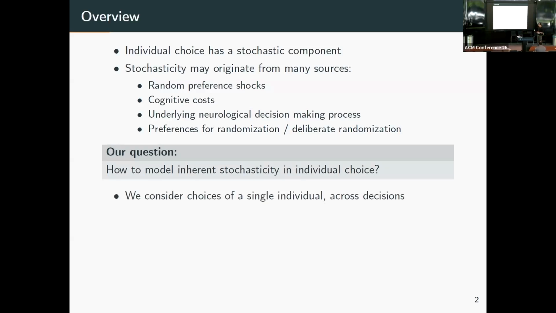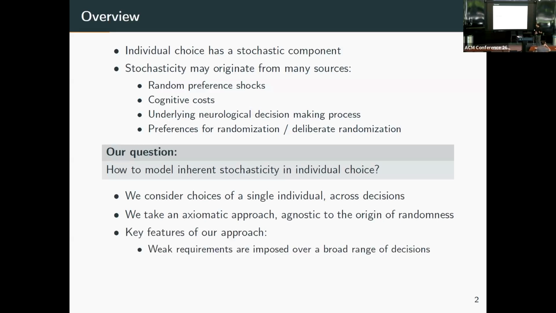So we look at the behavior of a single individual across many possible decisions, and we do not contribute to this debate on the origin of randomness. We are completely agnostic, and we take an axiomatic approach. So this approach has two features. First of all, we will impose relatively weak requirements on the behavior, but we will compensate for this weakness by assuming that they apply over a broad range of decisions.